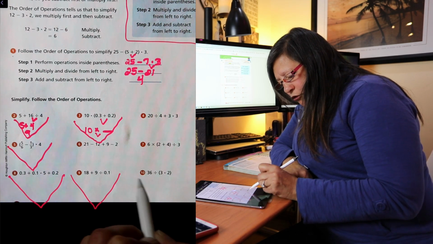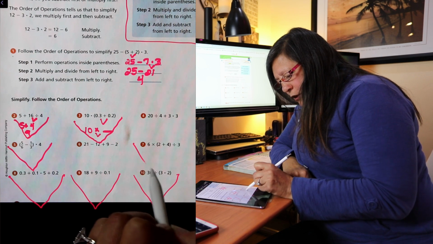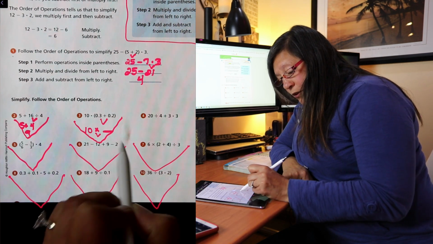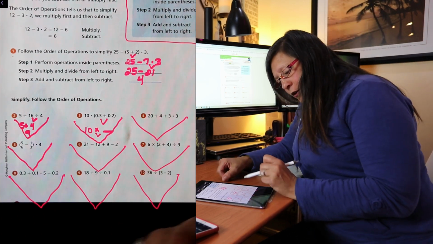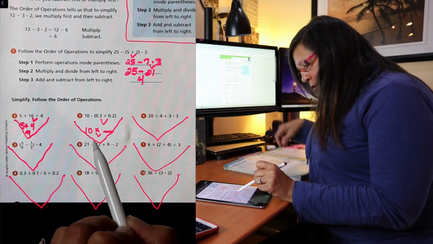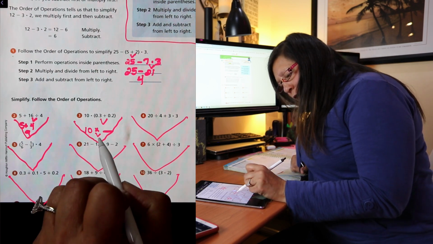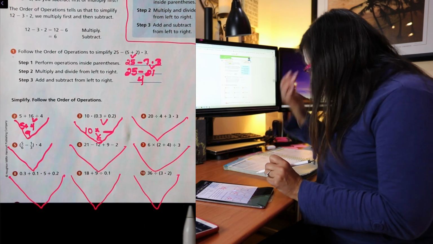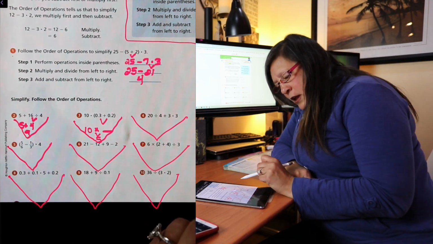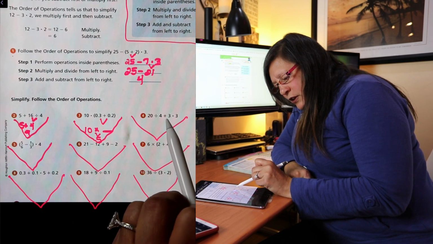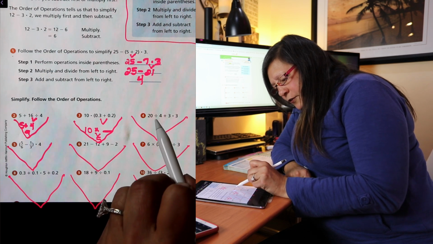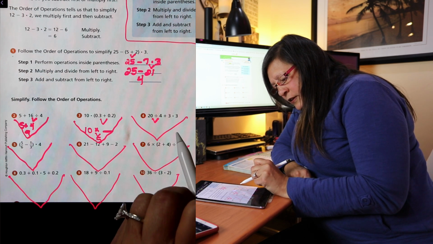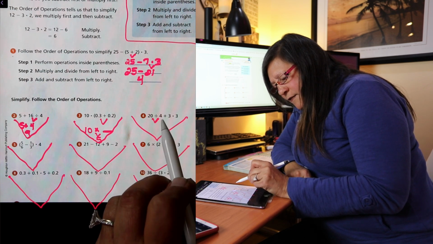All right, if you don't do the operations in order, you will get a different answer. You have to do the operations in order. Okay, so for number 3, when you are all finished, you should get 5. All right, number 4, we have division, addition, and multiplication. Left to right. First you do division. Okay, so 20 divided by 4.